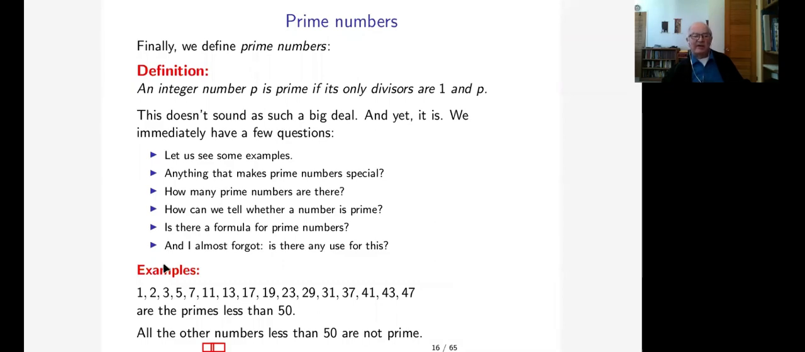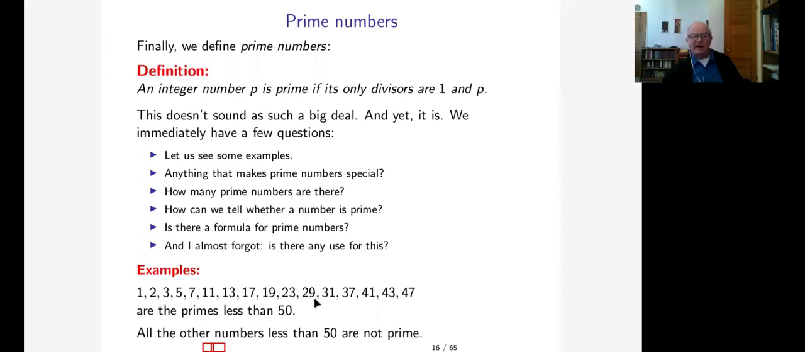So to give examples, all these numbers are prime. 1 is clearly prime because its only divisor is 1. 2 is prime because it can be divided only by 2, by itself, and by 1. Same about, say, 11. If you try to divide 11 by any smaller number, you have to only think about smaller numbers. It cannot be divided by 2, cannot be divided by 3, not by 4, not by 5, not by 6. So 11 is prime. Its only divisors are 1 and itself. Same for all these other numbers. And the list goes on. So these are all the primes less than 50.